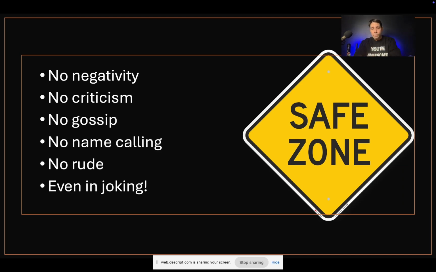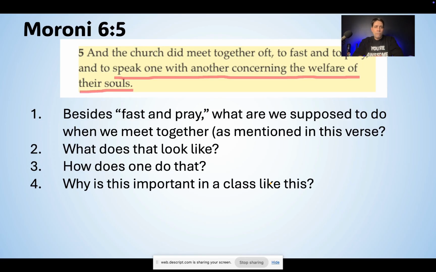And we are setting clear boundaries. Clear boundaries. We're going to introduce Moroni 6:5. I want students to read this quote. I'll say, read this to your neighbor, answer the questions, and let me read it to you. The church did meet together oft to fast and to pray and to speak one with another concerning the welfare of their souls. So, besides fast and pray, what are we supposed to do when we meet together, as mentioned in this verse? And that is speak one with another concerning the welfare of their souls. I underline this. I'm trying to make it very clear.